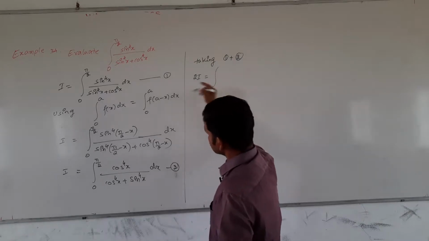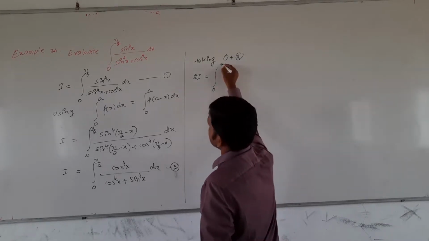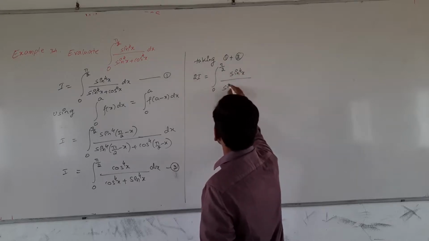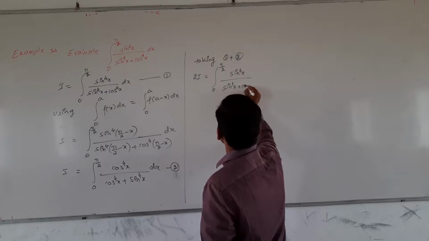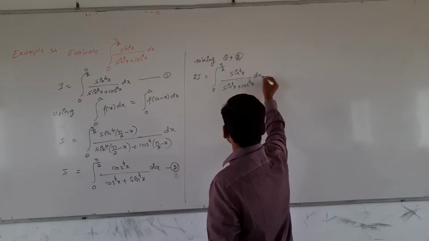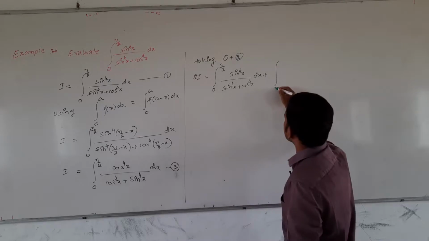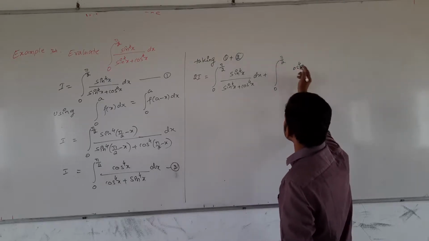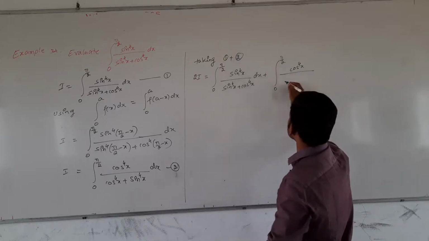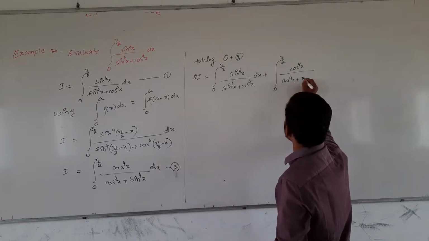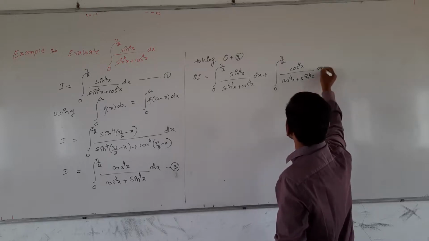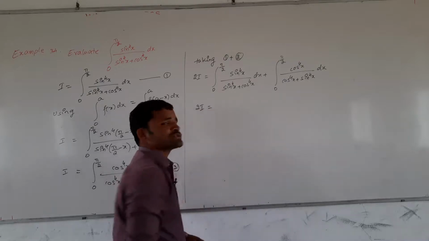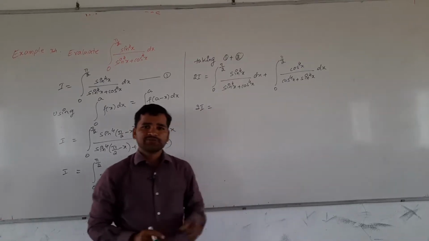Right hand side, first is integrating from 0 to pi by 2 sin raised to 4x by sin raised to 4x plus cos raised to 4x into dx, plus integrating from 0 to pi by 2 cos raised to 4x by cos raised to 4x plus sin raised to 4x into dx. Here you see both integrals are from 0 to pi by 2. Sum of two integrals are there.